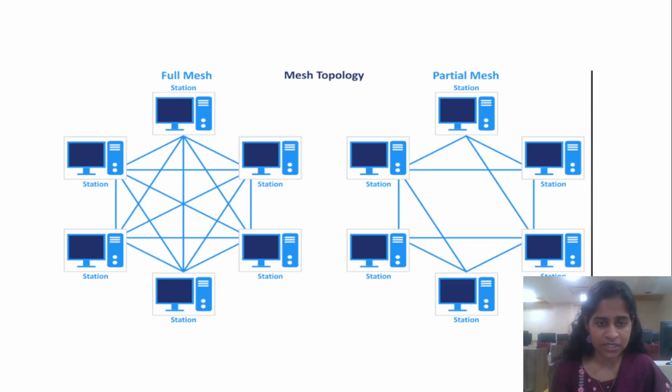So there are two concepts. In one method, if the station wants to send data, it will send it to all the other devices. This is known as the flooding method. In the routing method, if I want to send data to a destination, it will find the shortest path and send it to the proper destination.